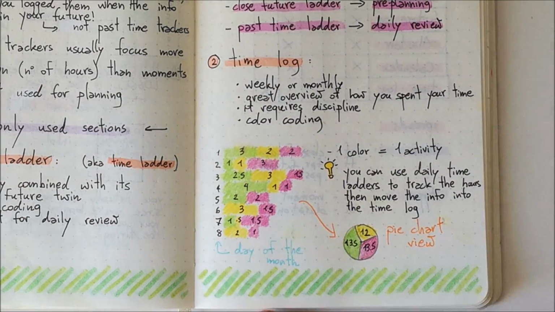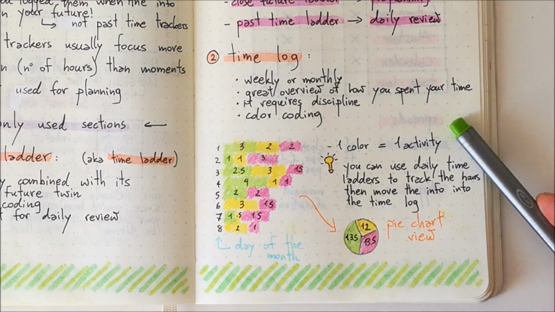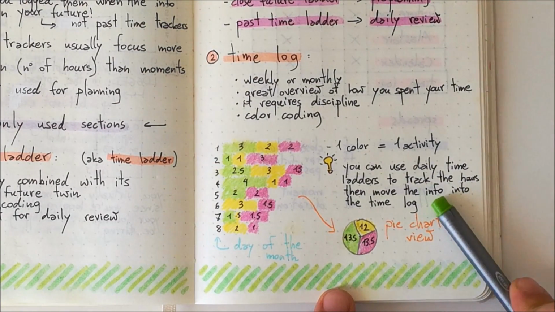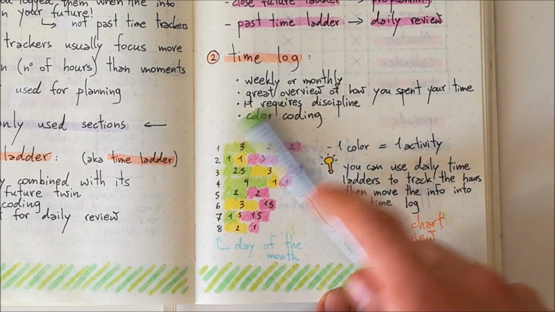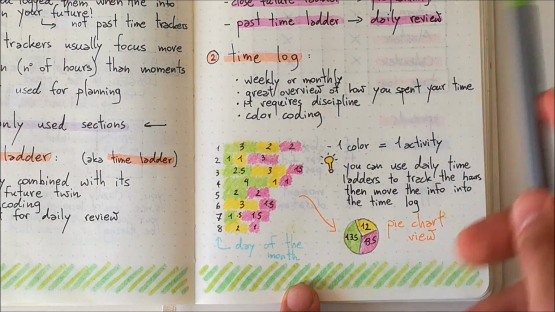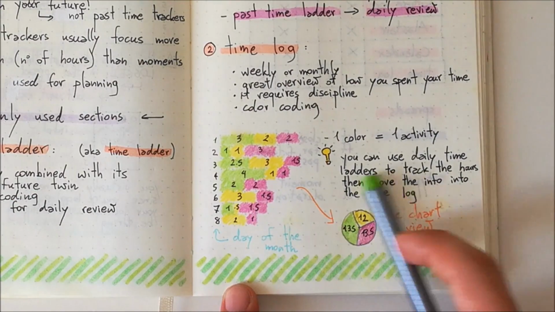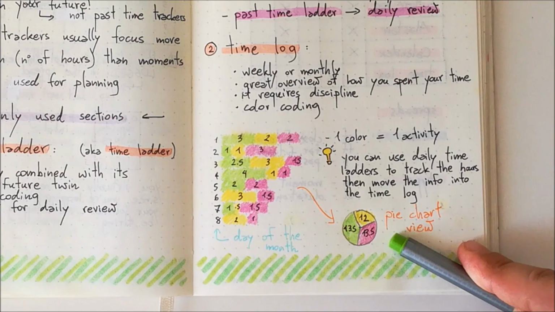on that activity. Of course, what you can do is that you can use the time ladders in order to track the hours, then move that information into your weekly or monthly time log, and out of it, you'll know how many hours you spend doing that activity. Of course, then you can turn this into a pie chart to have a better view.